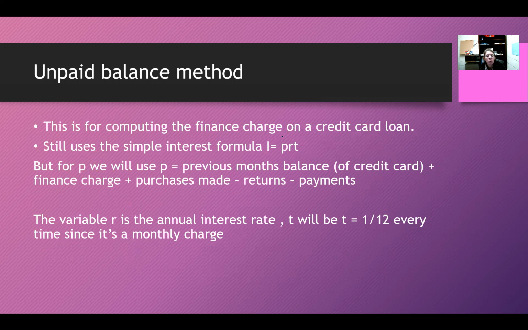So your previous month's balance of the credit card, so what was your last month's credit card bill, plus your finance charge. Now your finance charge is still using that I equals PRT here, okay? That's where your interest comes from, plus how many purchases were made that month. And then you have to take away any returns, something that you sent back, and also a payment that you made, okay? So obviously, you're going to subtract those two. Again, here the variable R is your annual interest rate, and T here is always going to be 1 out of 12 because we're talking about a monthly balance. So T here every time is going to be 1 out of 12.